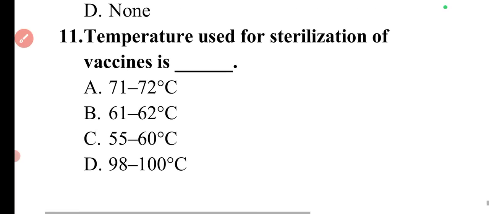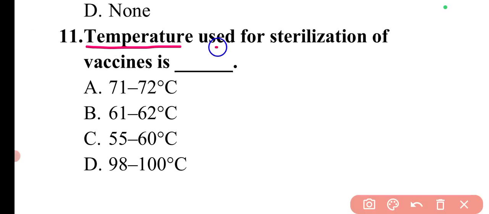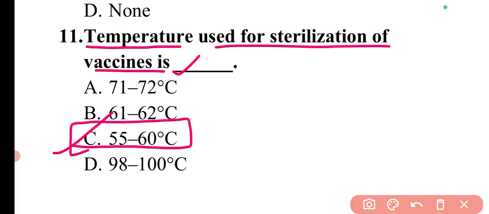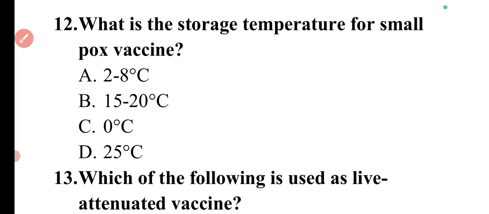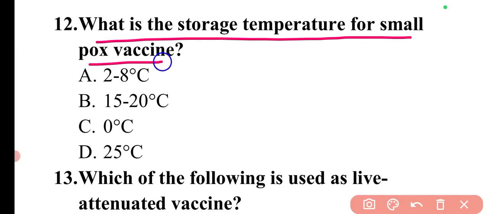Moving to another question, that is temperature used for sterilization of vaccines is. For the sterilization of vaccine, the temperature requirement is around 55 to 60 degrees Celsius. Next question is, what is the storage temperature for smallpox vaccine? For the smallpox vaccine, the storage condition is 2 to 8 degrees Celsius. Most vaccines are stored at this particular temperature, 2 to 8 degrees Celsius.